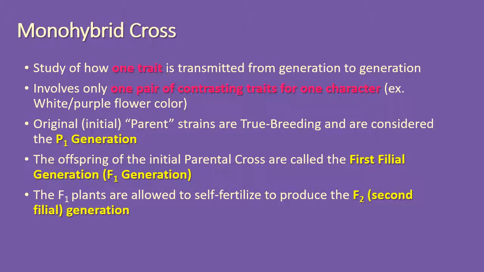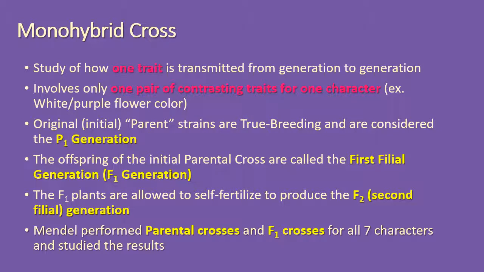It really would be the same thing as if we crossed between two plants within the F1 generation, because they all should be uniform, but it's much easier just to let them self-fertilize versus removing the anthers and all that business. So we just allow them to self-fertilize, and their progeny are the F2, or second filial generation. So Mendel, one at a time, took all 7 characters and performed parental crosses and F1 crosses and analyzed the results.